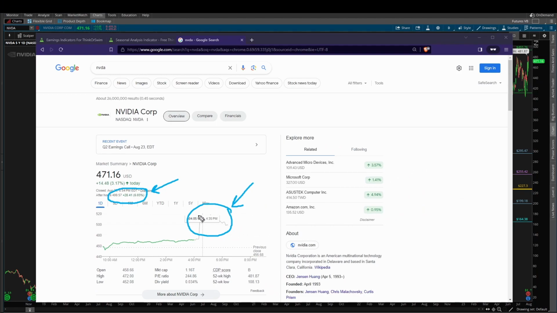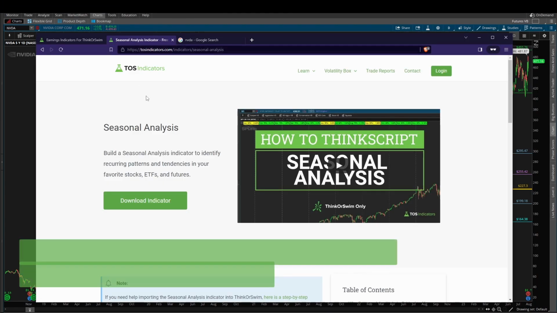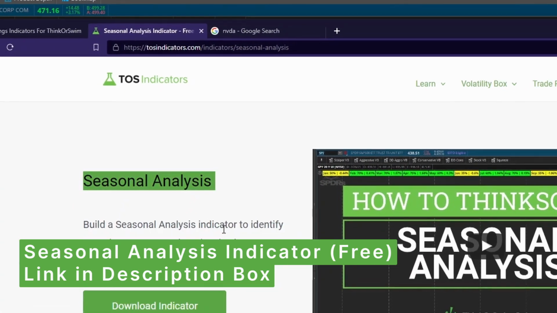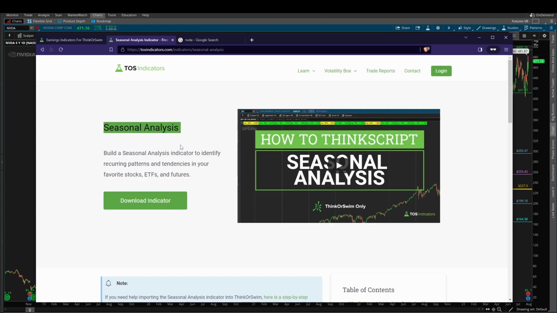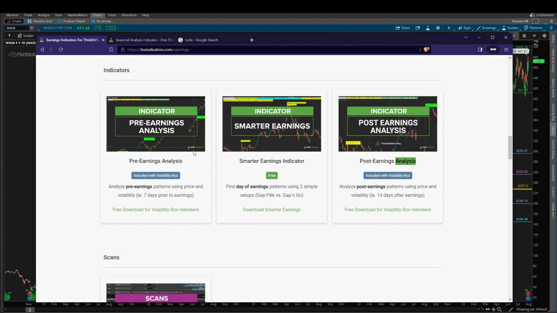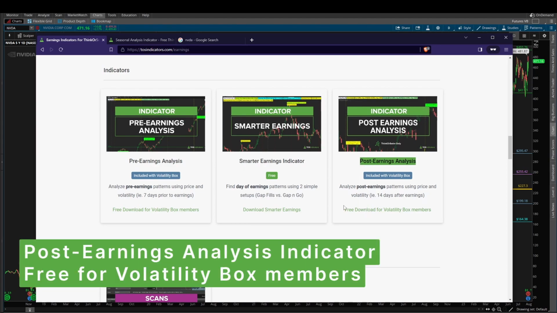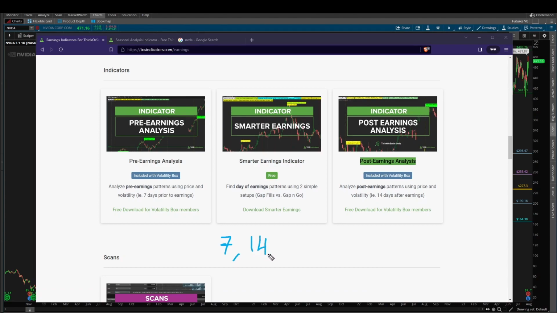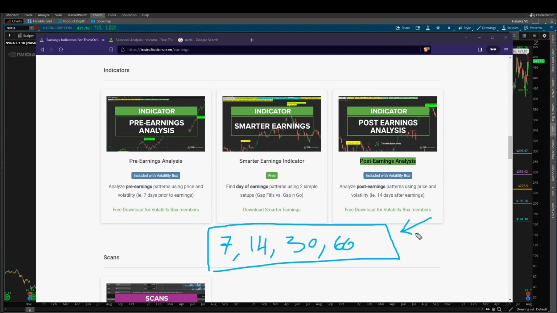Now in today's video, we're going to use two tools. The first is our seasonal analysis indicator, and we're going to use this to understand what does price action look like for the month of September inside of Nvidia. That's the question we're looking to answer with this tool. After we answer that question, we're going to apply our post-earnings analysis indicator to build a better profile of what we see happening inside of Nvidia 7 days after earnings, 14 days after earnings, 30 days after earnings, and 60 days after earnings. The goal here is to understand when do we want to try and jump on this ship to participate in any sort of bullish activity, and if it even makes sense to do so.